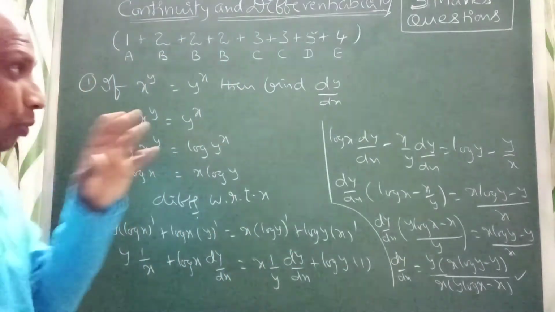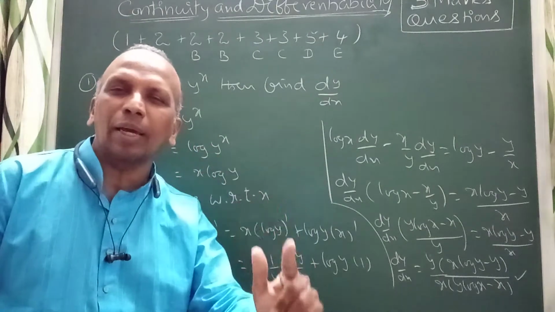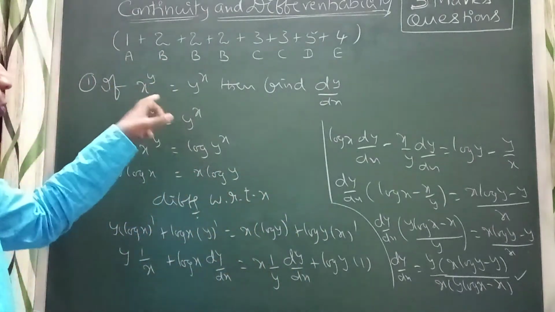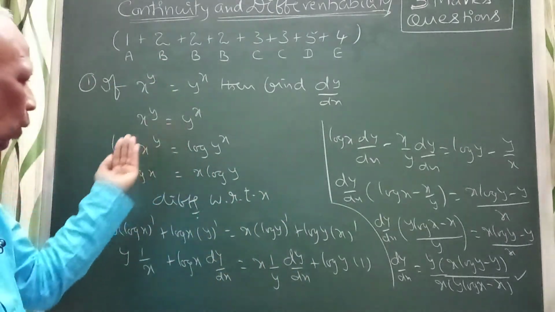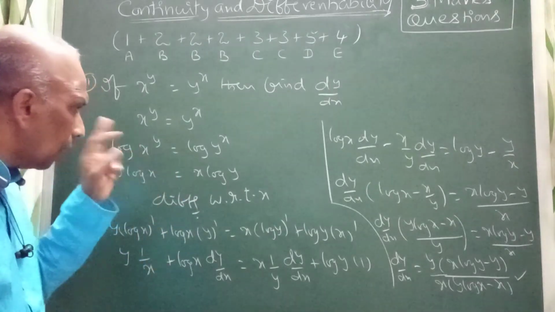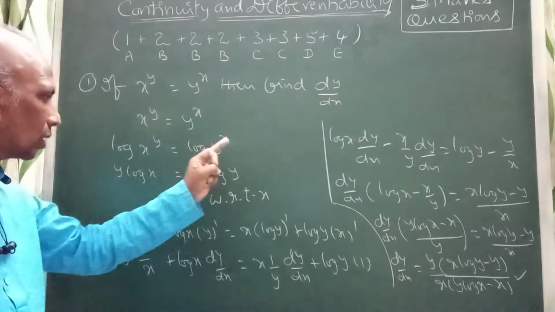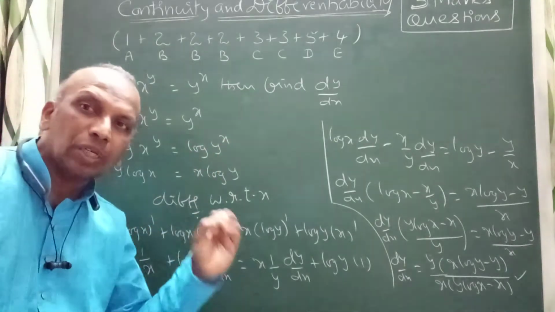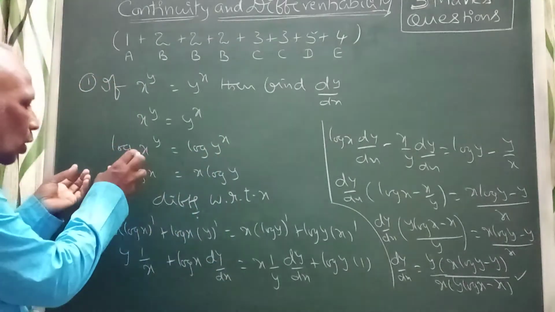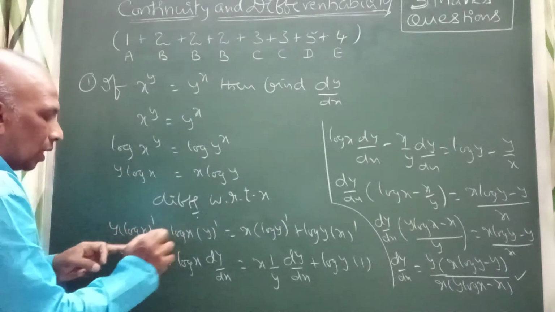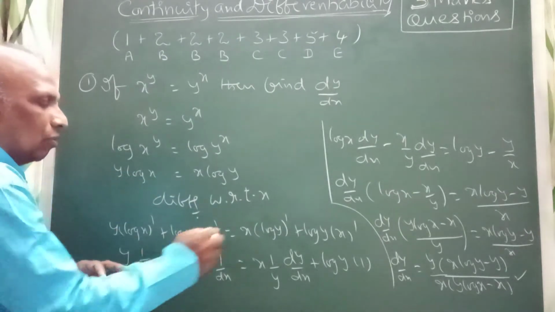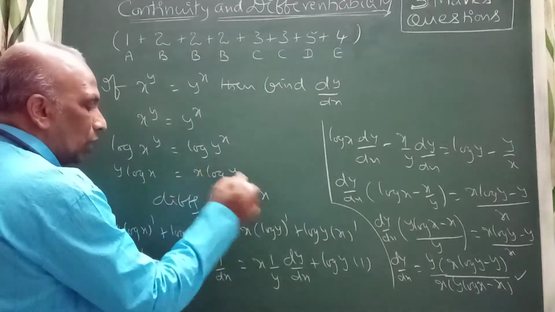The problem is, the method is important. I am going to explain again. Try to understand. x power y equals y power x. Take logarithm on both sides. According to the property of logarithm, y log x equals x log y. Differentiating with respect to x. Product rule: first into derivative of second plus second into derivative of first.